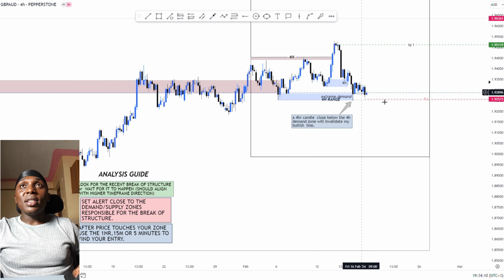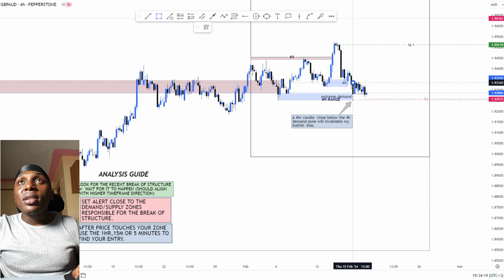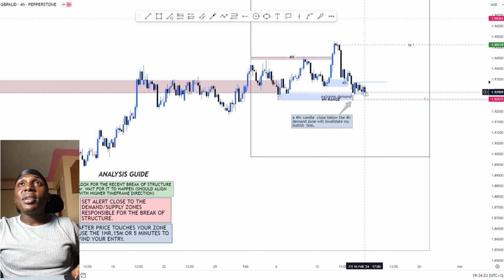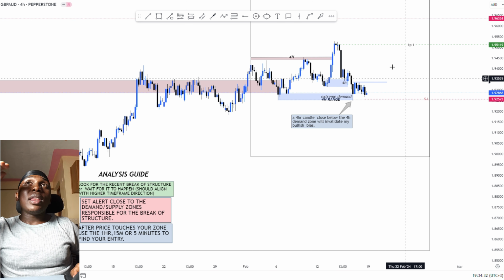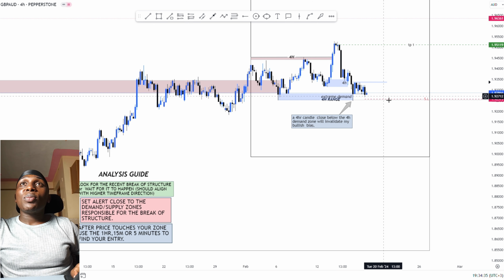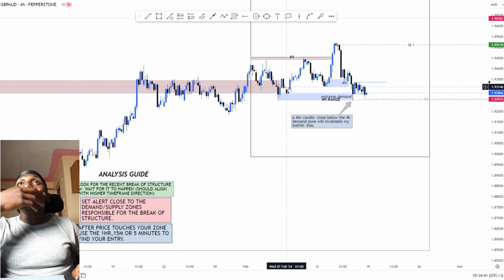I'm waiting to see if there's any entry confirmation which will happen around here. So I'll be waiting for price to close somewhere above these highs. If any candle on the 4-hour time frame closes above these candlesticks right here, I can enter with the next candle and then put my take profit around here, my stop loss just below this extreme demand zone right here, and go long.